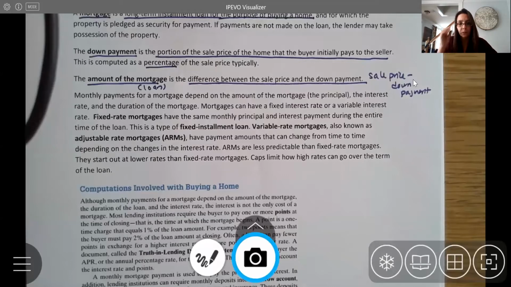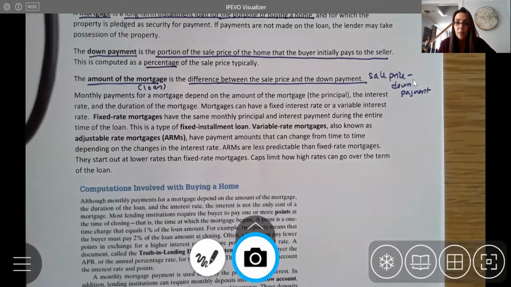There's also variable rate mortgages, also known as adjustable rate mortgages, or ARMs. And they have payment amounts that can change from time to time, depending on the change in the interest rates. So they can't change every single month, but there's usually some sort of terms agreement where they can change potentially every 6 months or every 1 year or something like that. And there's usually a cap on how far it can change.